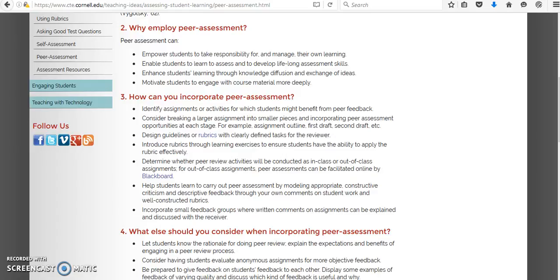The thing that I like the most about this website, however, was that it was saying what to consider and how you can incorporate it. What I really liked is that it says to design your rubrics or guidelines with very clearly defined tasks for the reviewer. I think that's really important for our students. They need to know exactly what they're looking for on a rubric.